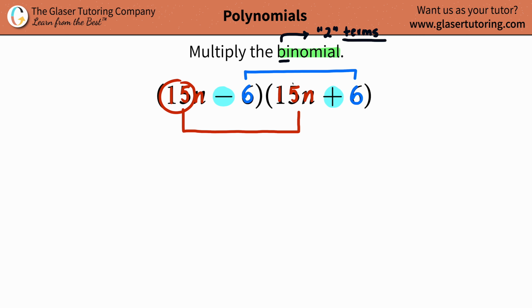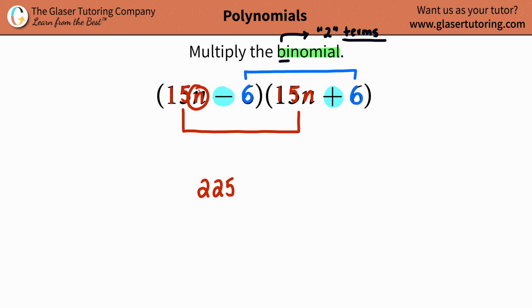We got 15n times 15n. Work with your numbers first. So 15 times 15. Ooh, does anyone know what 15 times 15 is? You got it. It's 225. So 15 squared is 225.